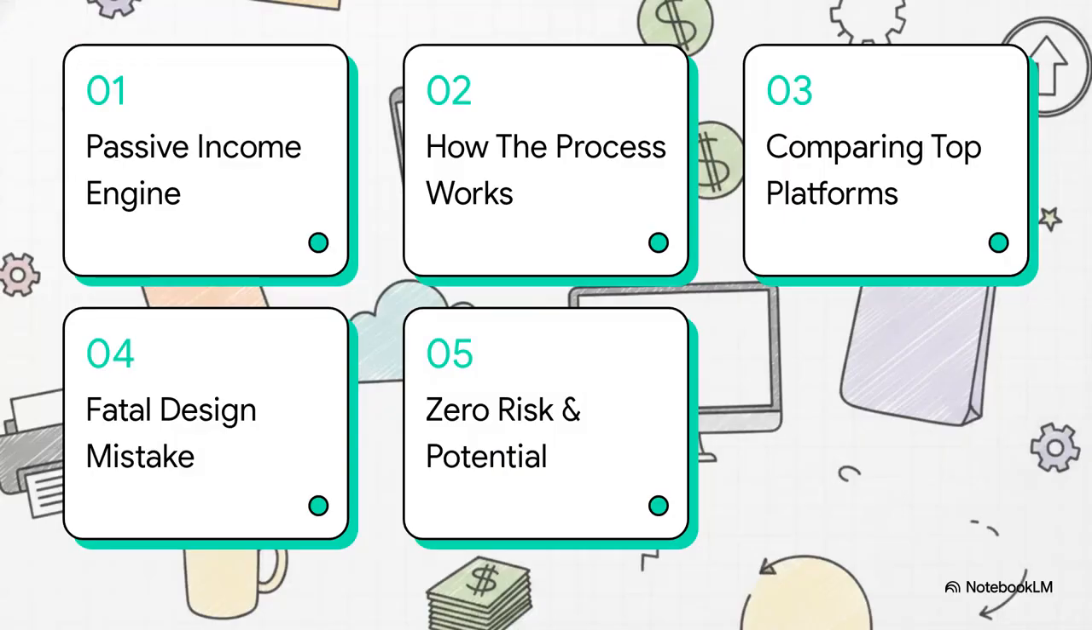Okay, here's our roadmap for today. First, the passive income engine, then how the process works. After that, comparing the top 4 platforms. Then we'll cover the fatal design mistake, and finally, zero risk, infinite potential.